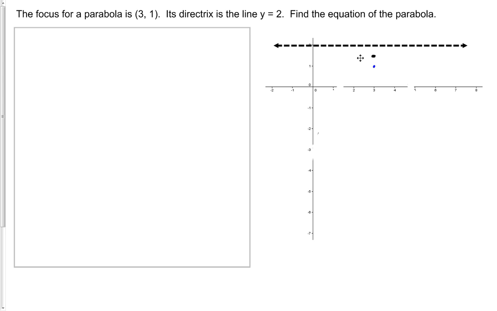I also know that it opens up towards my focus, so it's going to open down. And we'll figure out exactly where it goes in a moment. But it's going to open down. So let's figure out how to calculate this now.